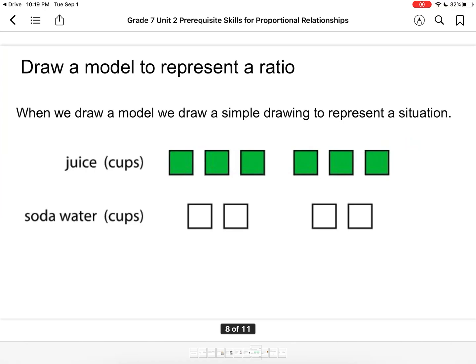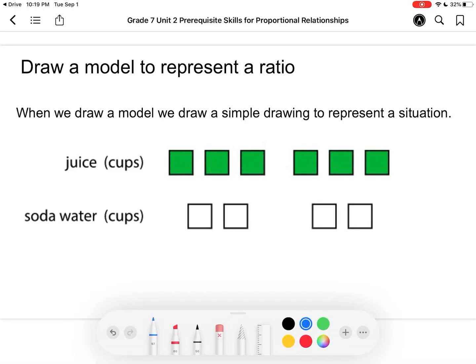You can draw a model to represent a ratio. Here we have a ratio of 3 to 2, or we could say 6 to 4, if you were to count all of these and not reduce it down. And we're drawing a model, some squares to represent the situation. It's a simple drawing. It's easier than drawing all those cups to just draw squares of different colours.